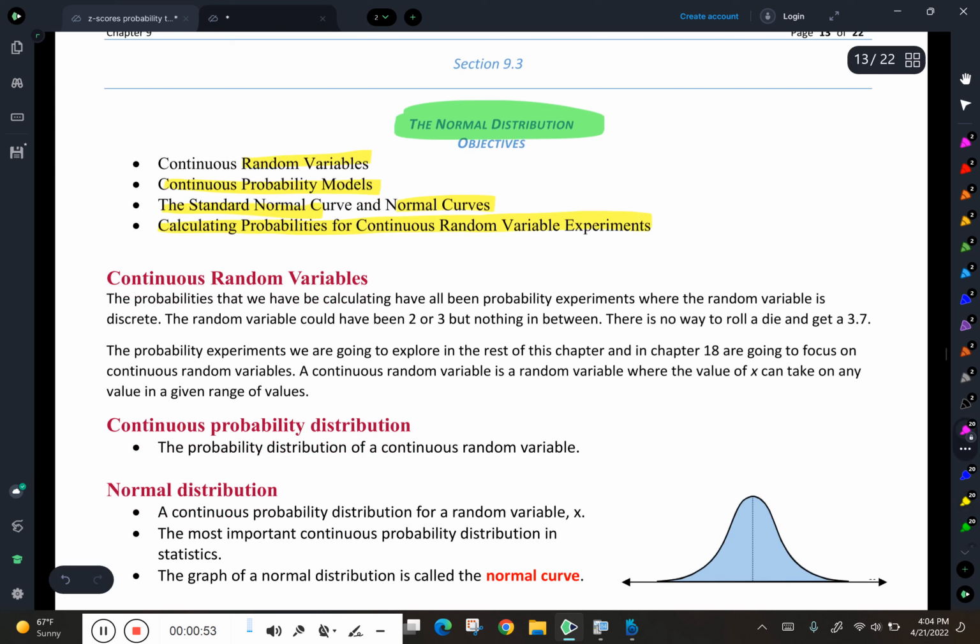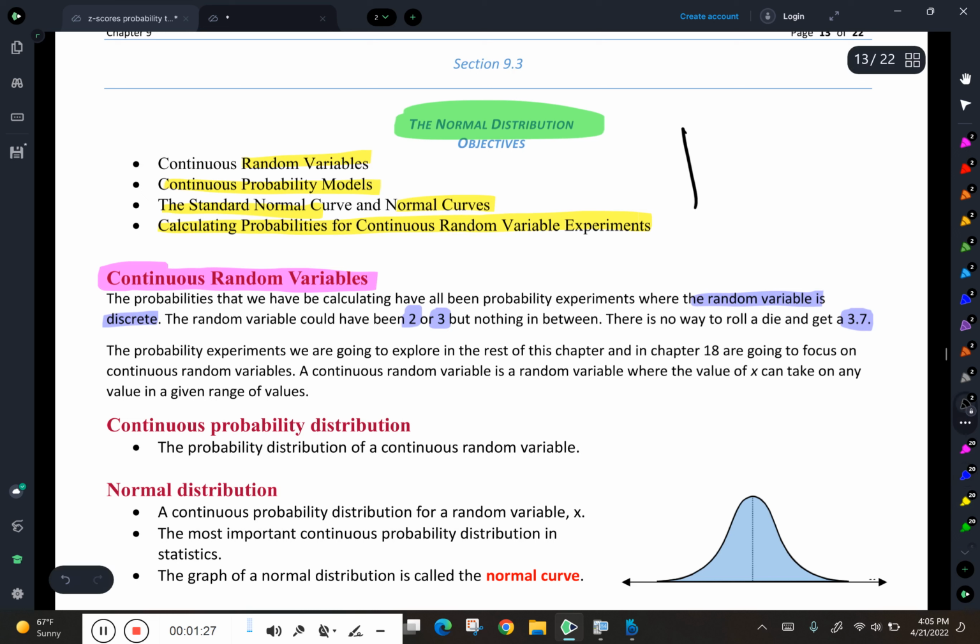All right, so probability. We're going to talk about continuous random variable scenarios. If you think back to the probabilities that we calculated back in 7 and 8, the probability experiments had a random variable that was discrete. The random variable could have been 2, it could have been 3, but it wasn't allowed to be anything between 2 and 3. We were rolling dice, but there was no way to roll the dice and get a 3.7. You got a 3, you got a 4, but you didn't get a 3.7. So we had discrete random variables.